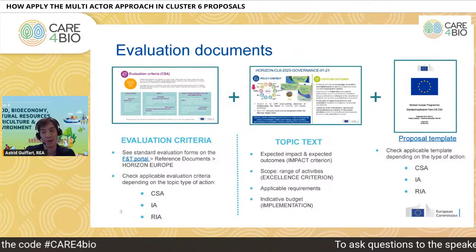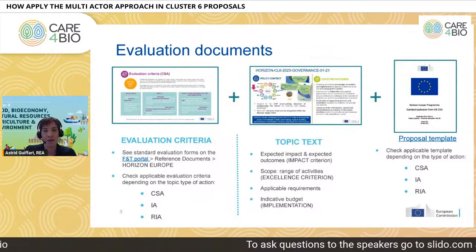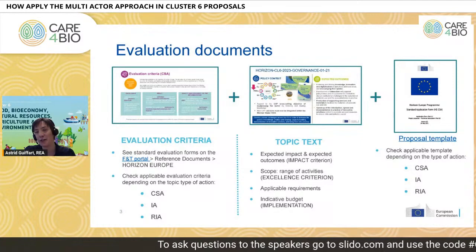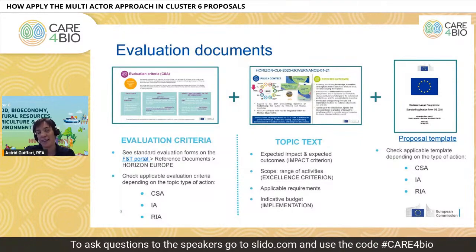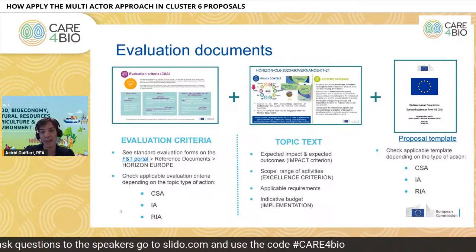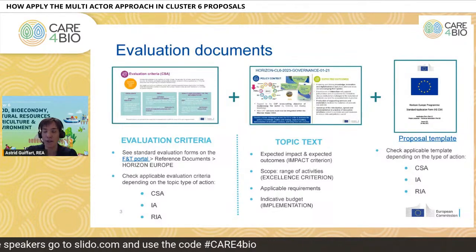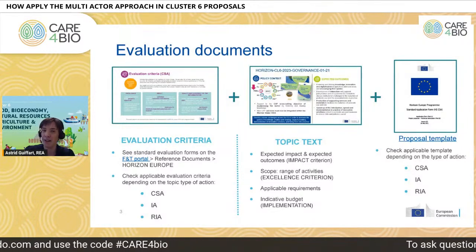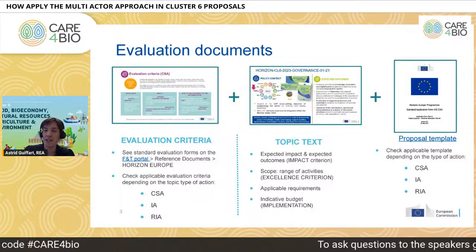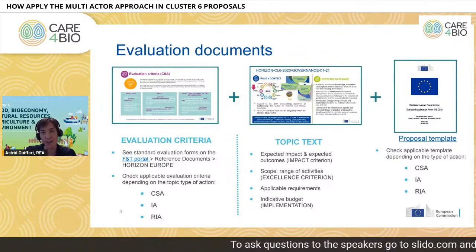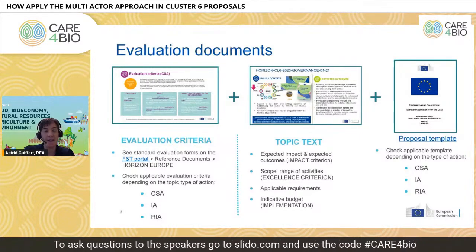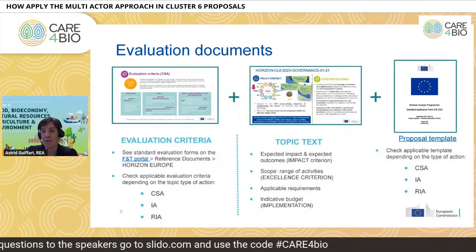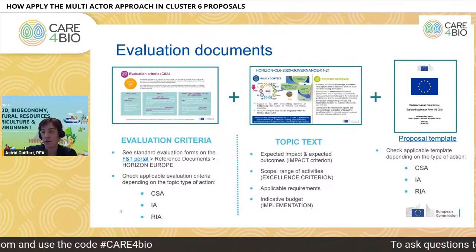program online version. So just to explain the structure of a typical topic text, you have the expected impact and expected outcomes presented at the beginning of the text, and these aspects will be evaluated under the impact criterion. And then in the scope, the topic description describes the range of activities expected from the proposal, and this is covering the excellence criterion.